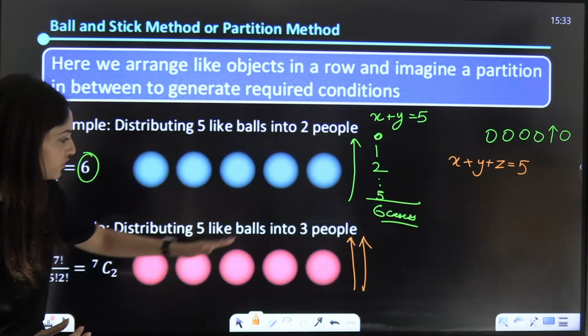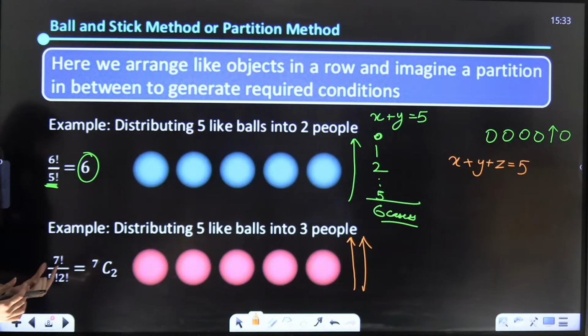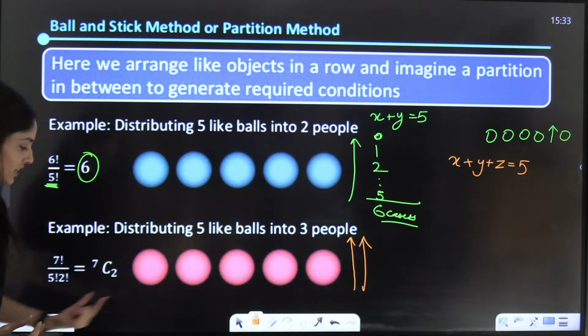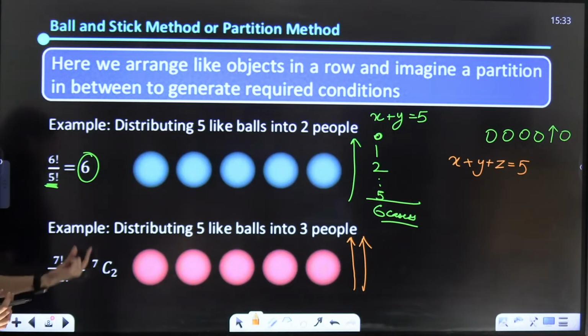We have 5 plus 2, 7 objects. So, we have to arrange these 7 objects: 7 factorial divided by 5 factorial, since the 5 balls are identical, and 2 factorial, since the 2 partitions are identical. So this is nothing but 7C2.